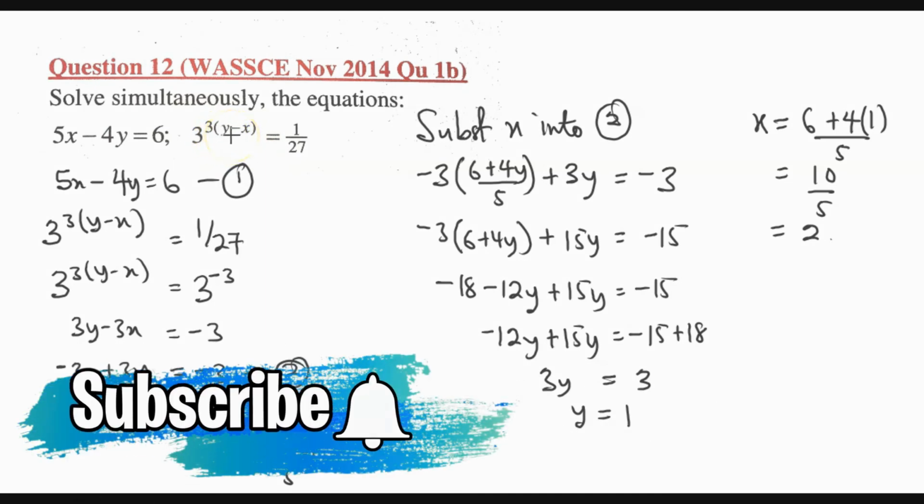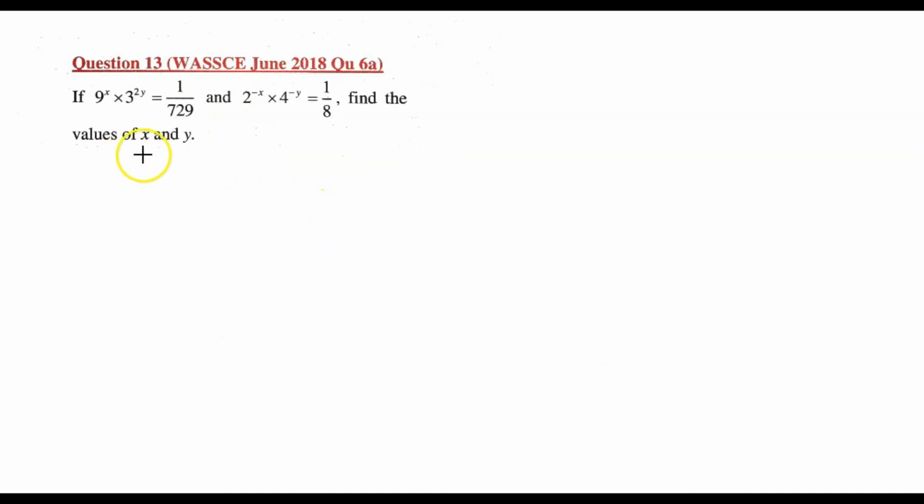Let's go to the next example. With the next example, if you look at it carefully, you realize that you have two exponential equations which you are solving simultaneously. But before you can do that, as you know, you must write them to a common base or a common power so that you can actually work easily with them. Having 9 to the power x times 3 to the power 2y equal to 1 all on 729.